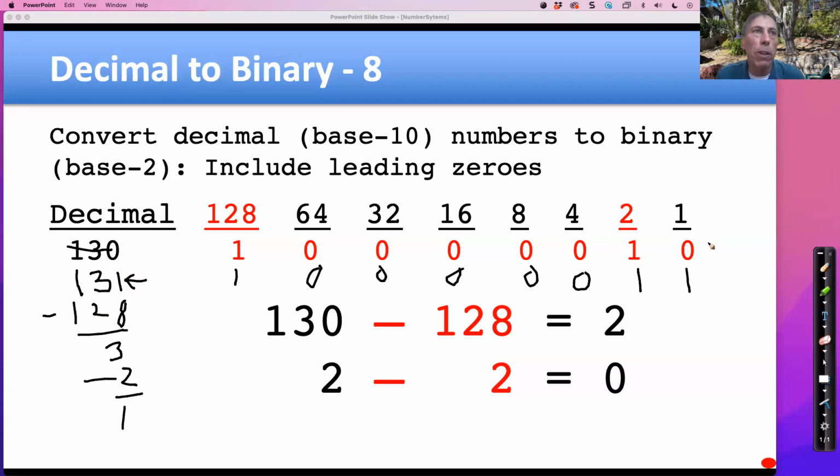So here's the difference. You notice that this first one, 130, was an even number, so it had a 0 here. 131 is an odd number, so it's got a 1 there. Kind of cool. All right.